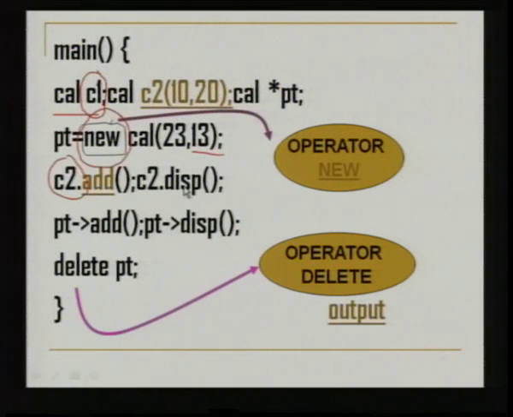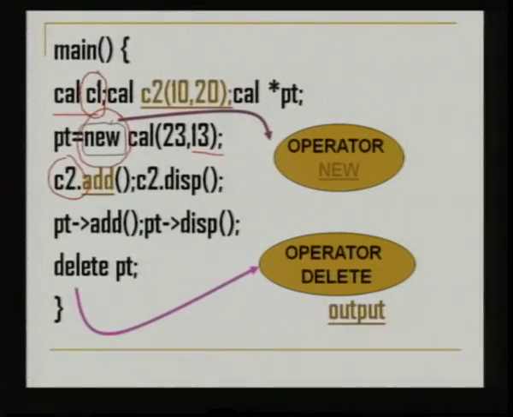Next, C2.disp will display the result. Then this is a pointer variable. We know that when we use a pointer variable, we cannot use the dot operator. We have the arrow operator to access the members of the class. So, using this pointer variable, we give pt arrow add and pt arrow disp. This add function is going to add these two variables 23 and 13, and the display function will show the result. Now, we will see the output.